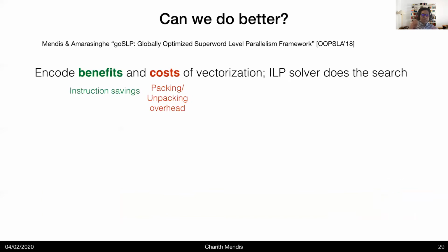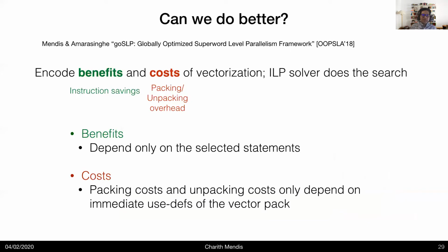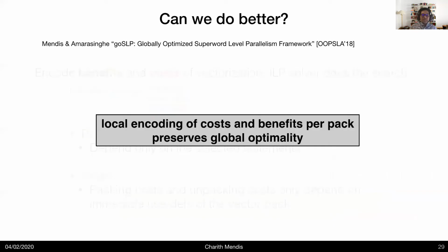So if you look at the problem more closely, you can see even though we are solving a global optimization problem, the benefits and costs of vectorization or statement packing can be encoded locally. More specifically, benefits only depend on the statements that get packed together, and the cost only depends on the users and definitions of those statements. So therefore, with this insight in mind, you can now do a local encoding of costs and benefits per pack and still use the ILP solver to do the global search.